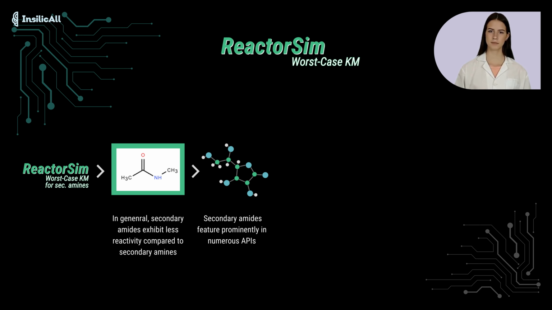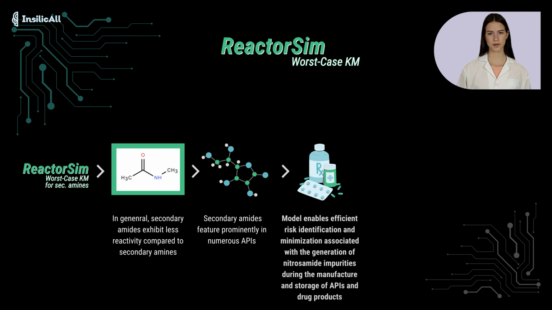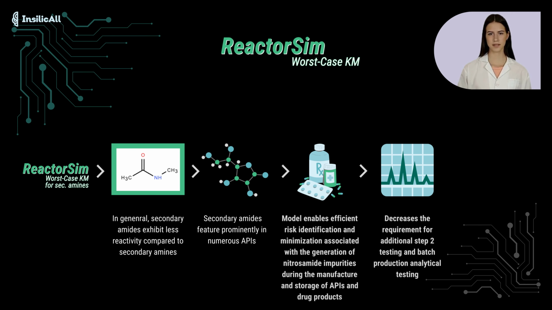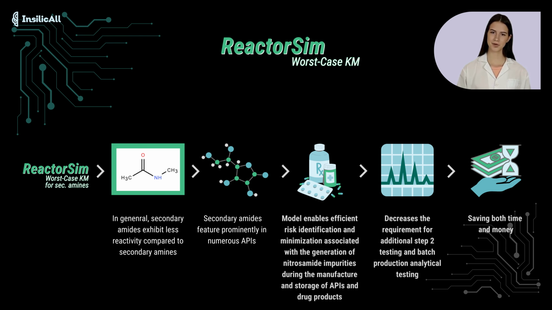Here's where ReactorSim brings a strategic edge to the table. Employing ReactorSim's worst-case kinetic nitrosation model for secondary amides allows users to maintain impurity formation within 10% of the acceptable intake limit, signifying a sound conservative approach towards mitigating nitrosation risk. The intrinsically conservative design of the model enables efficient risk identification and minimization associated with the generation of nitrosamide impurities during the manufacture and storage of APIs and drug products.